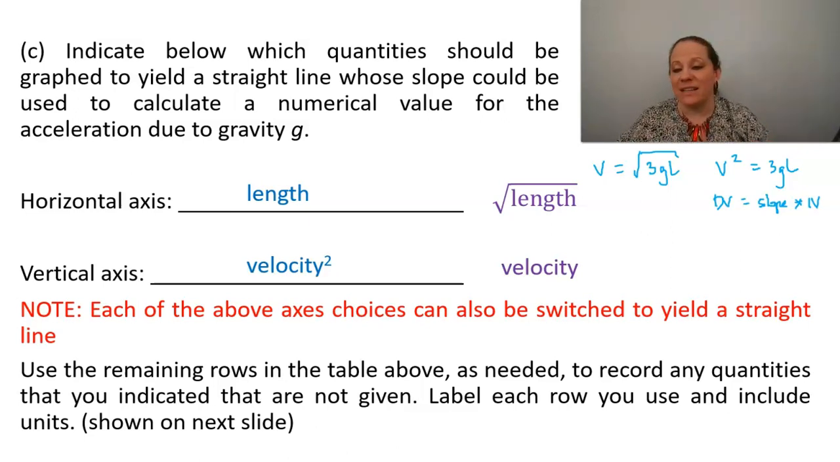Oh, and I actually forgot to tell you about scoring. Oops, let me erase that. And then scoring really quickly. This is going to be +1 for identifying a relationship between length and velocity that will result in a straight line.